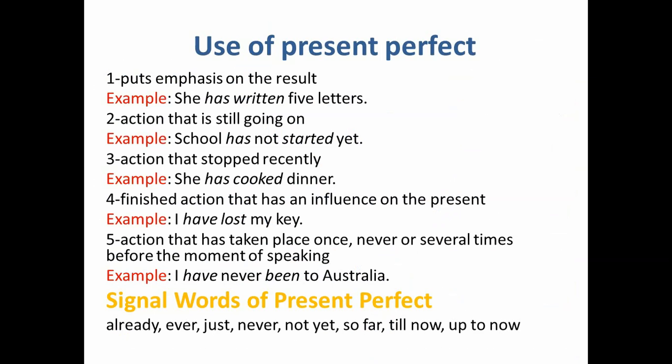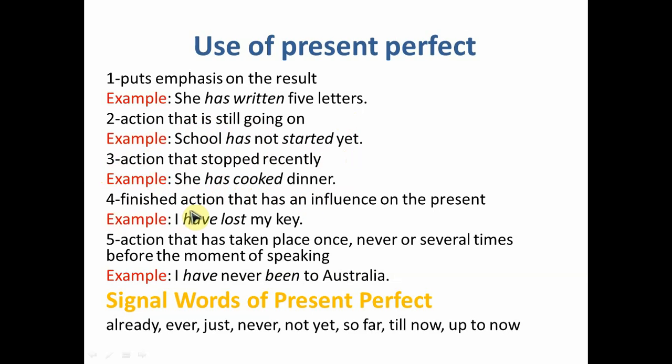So let's have a look at the uses of the present perfect again. First one, puts emphasis on the result. For example, she has written 5 letters. Number 2, action that is still going on. For example, school has not started yet, and that actually is still going on. Number 3, action that stopped recently. For example, she has cooked dinner.